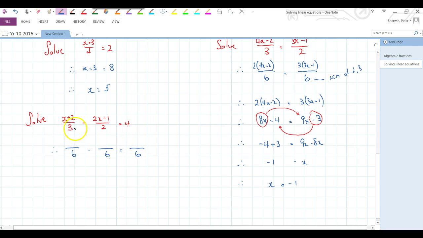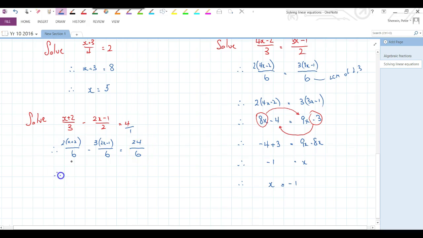Okay, so what's happened? 3 has been doubled to 6, so I do the same to the top. Okay, we're just writing equivalent fractions here. 2's been tripled, so I do the same to the top. Times by 3, the 4. Right, so what's happened to the 4? Well, the 4 is 4 over 1, so the denominator's been times by 6. So the numerator gets times by 6, and 24 over 6 is equal to 4.